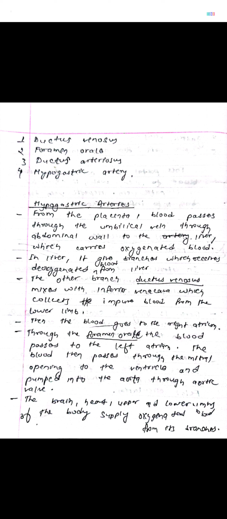hypogastric arteries. From the placenta, blood passes through the umbilical vein through the abdominal wall to the liver, which carries oxygenated blood. In the liver, it gives branches which receive deoxygenated blood from the liver. In the other branch, the ductus venosus mixes with the inferior vena cava, which collects impure blood from the lower limb. Then the blood goes to the right atrium through the foramen ovale. The blood passes into the left atrium.